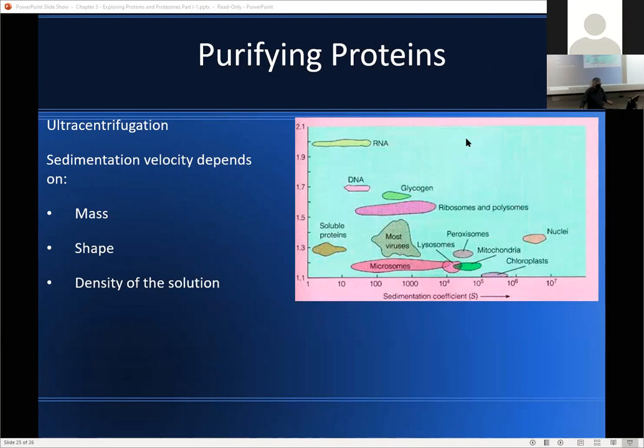Okay, another way that we can purify proteins is based on ultracentrifugation. This is done by centrifuges that spin incredibly, incredibly fast. We don't have an ultracentrifuge here at Tech. These things spin extremely fast.